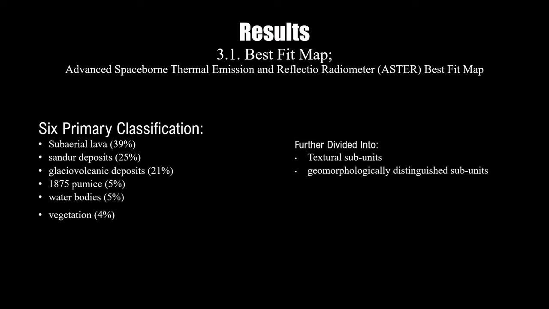And 2 of these units were able to be further subdivided. So the subaerial lava and the glaciovolcanic deposits, they were able to be further subdivided based on their textural subunits and their geomorphic distinctions. So basically the texture of the stones or the rock and the morphology of those stones.